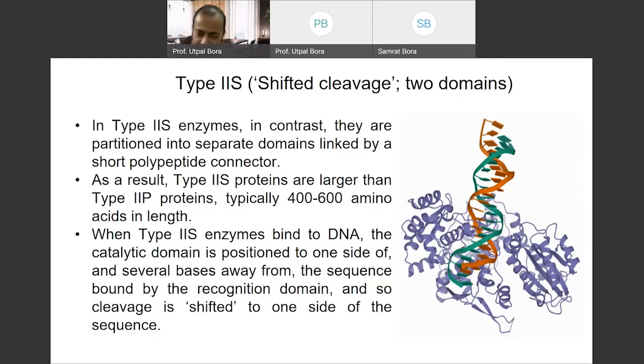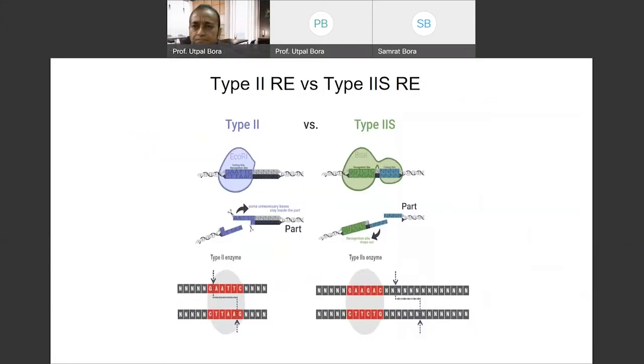So as I said, there are two domains. One is the recognition domain and one is the cleavage domain, the catalytic domain, which actually cuts the DNA. But it doesn't cut the DNA where the sequences are being recognized. It can cut away. And what sequences, it doesn't matter actually. It can cut any sequences. So that was very much to our benefit.